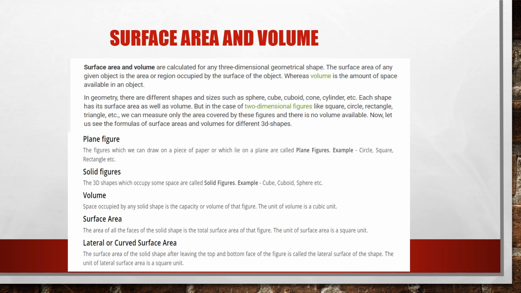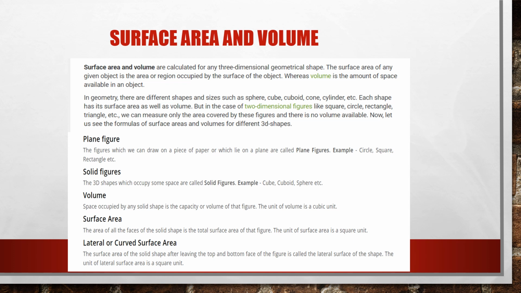And what does volume mean? As discussed earlier, it is the space occupied by any solid shape. Surface area is the area of all faces. In a solid shape, we have different faces. So surface area is when we add the areas of all the faces.